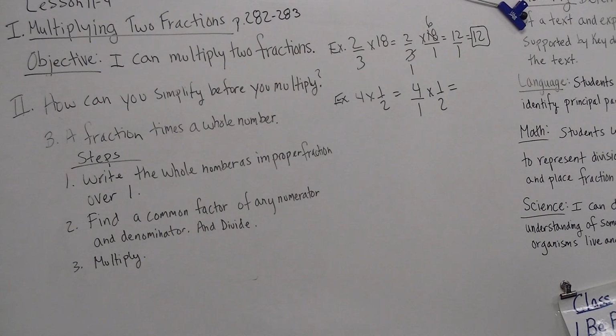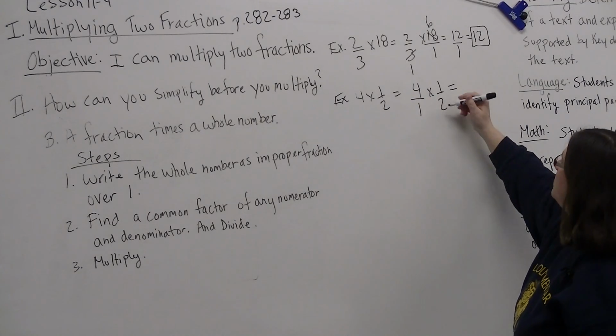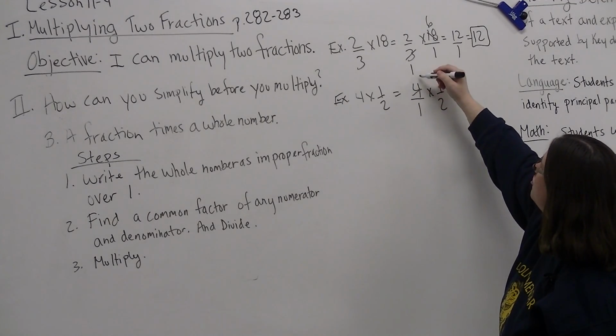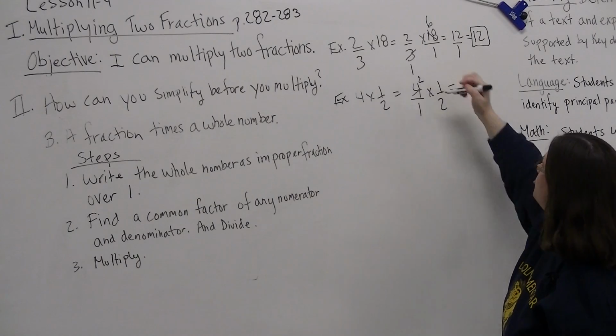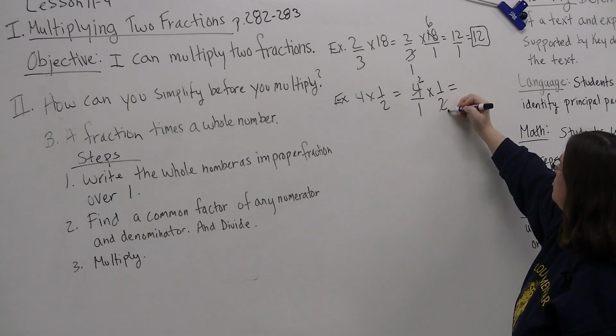Step 2, find any common factors of the denominator and a numerator. And I can see that 4 and 2 both can be divided by 2. So 4 divided by 2 is 2. So this 4 changes to a 2, and 2 divided by 2 is 1.